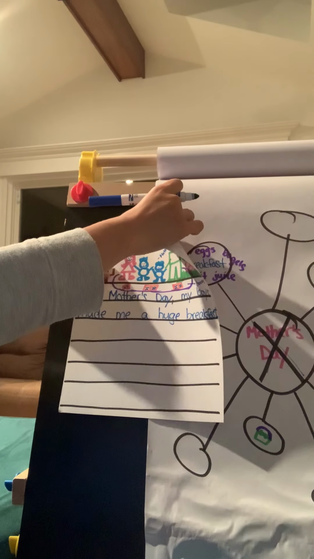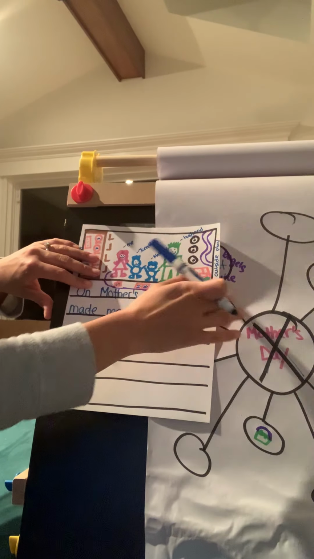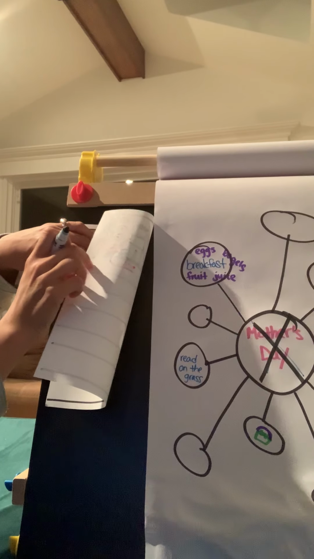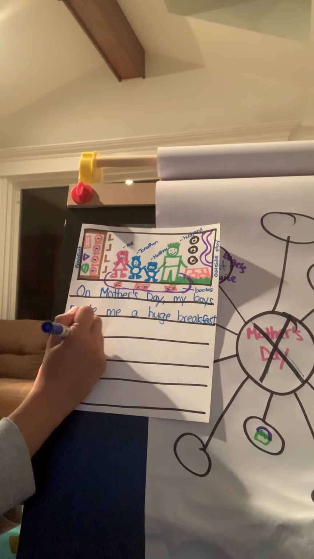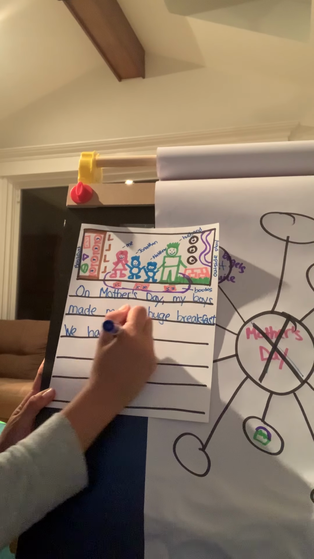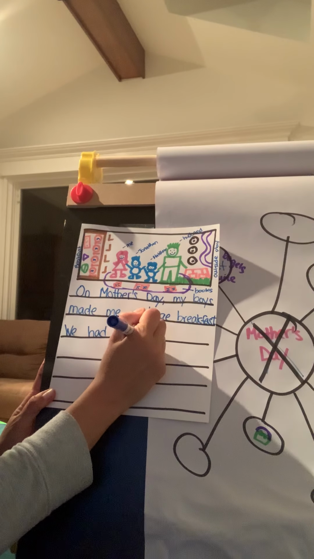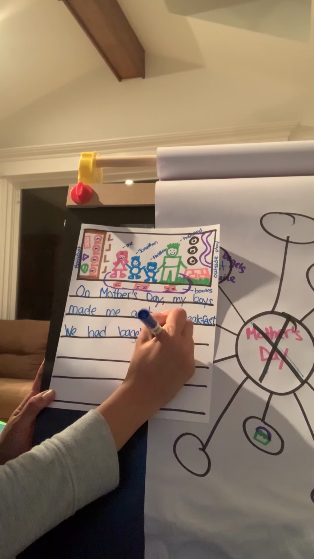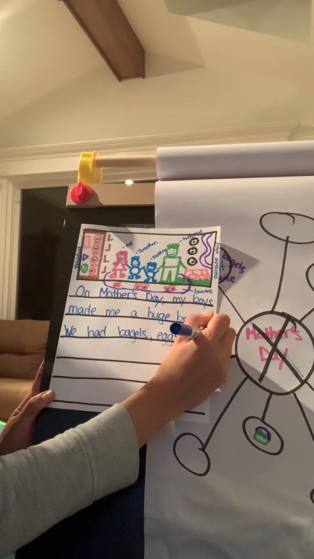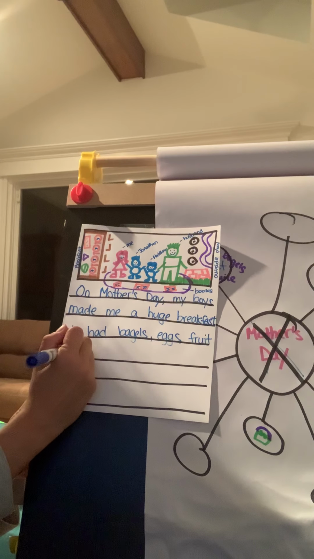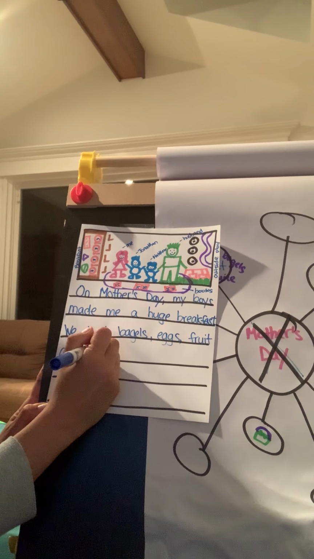Let me just bring this up. Okay. So I have it right here. I have eggs, bagels, fruit, and juice. So that's exactly what I'm going to write. We had bagels, eggs, fruit, and juice.